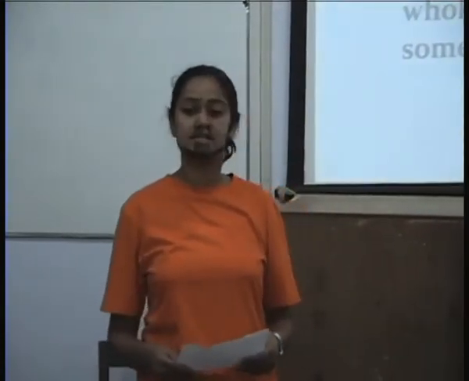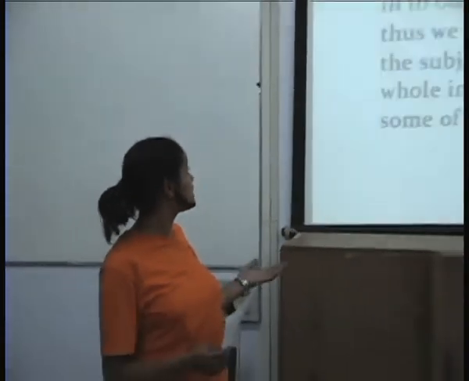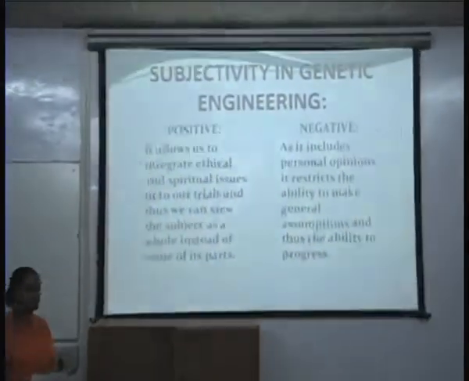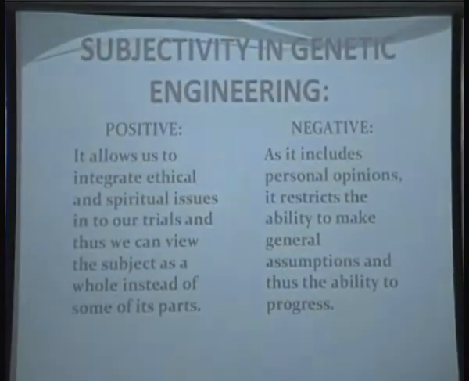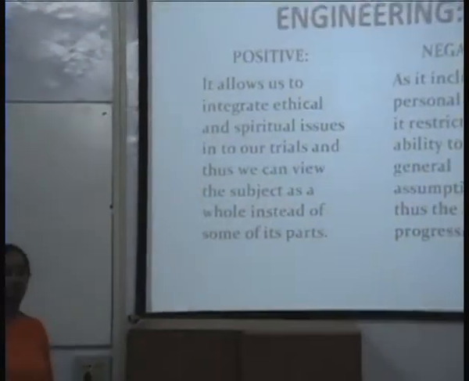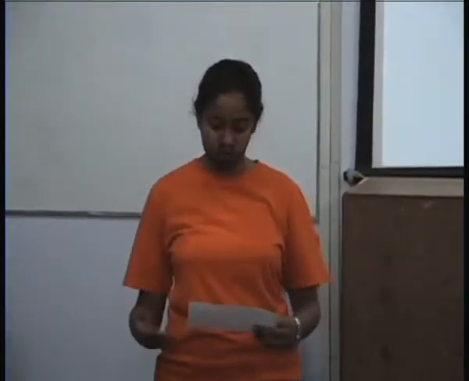The previous skit demonstrated the different types of subjectivity and objectivity. In genetic engineering, subjectivity is positive because it allows us to integrate ethical and spiritual issues into our trials, and thus we can view the subject as a whole instead of the sum of its parts. It is also negative as it includes personal opinion, and this restricts our ability to make generalizations and thus make scientific progress.